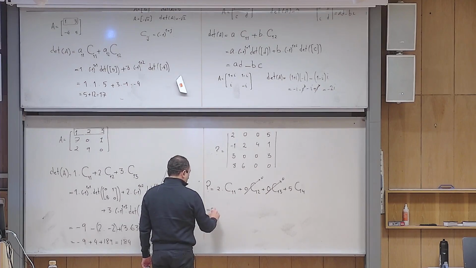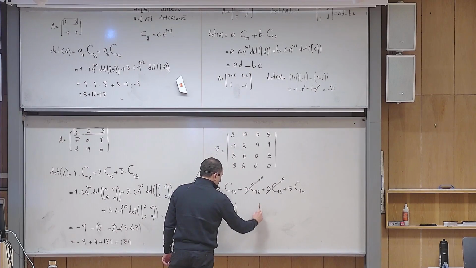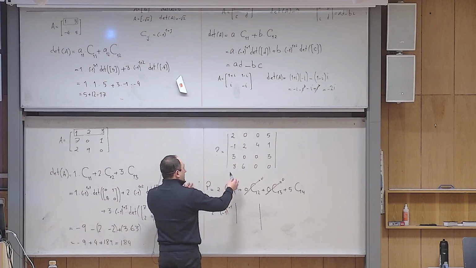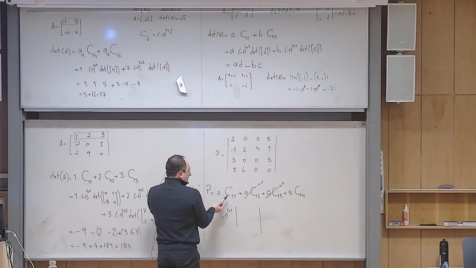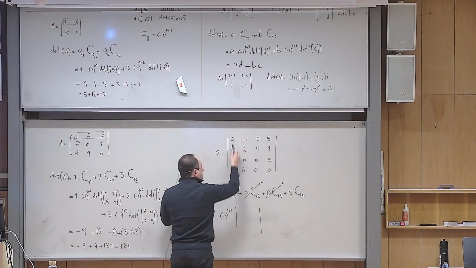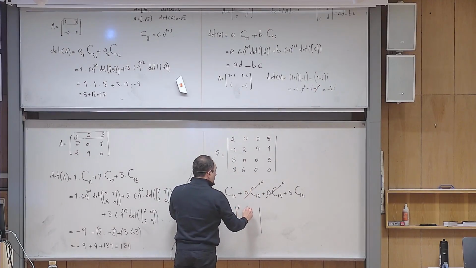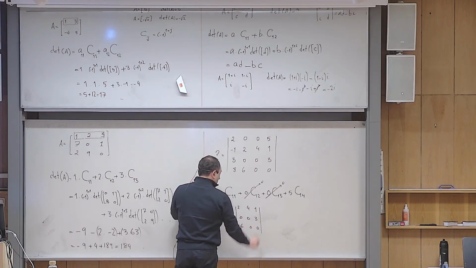But let me follow the definition again. What was C11? C11 is -1 always, to the power of the sum of these two indices, and then the determinant of what matrix? The determinant of the matrix in which the row and column corresponding to this are eliminated. So this is sitting on the first row and first column. If I eliminate this and that in my head, this block is left. So I write it here: 2, 4, 1, 0, 0, 3, 6, 0, 0. Yes?